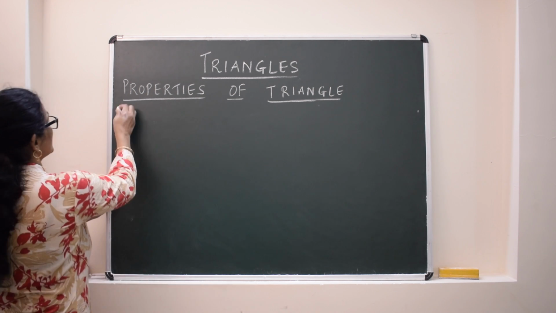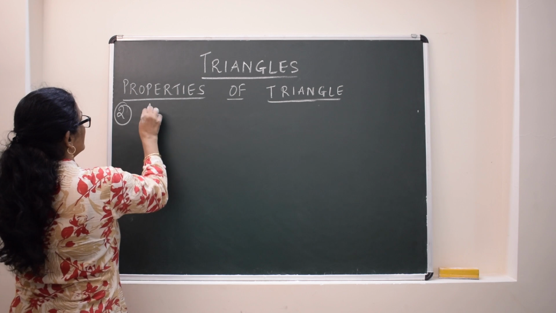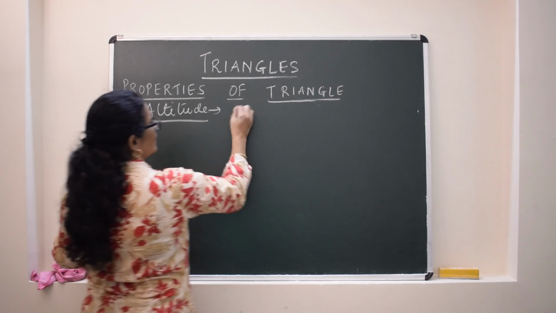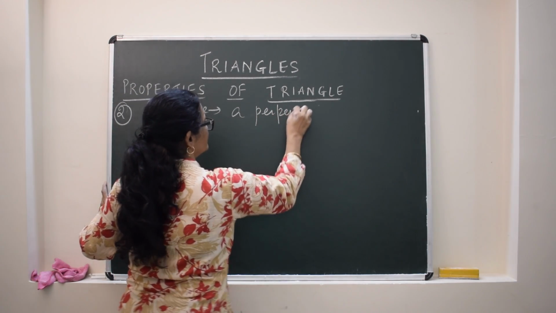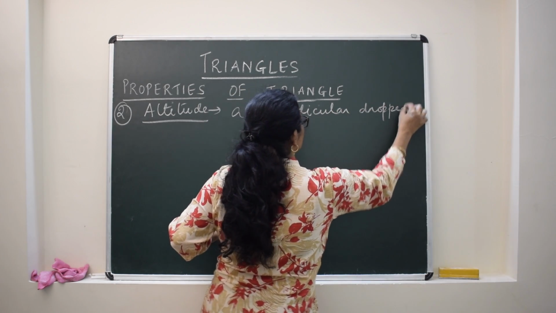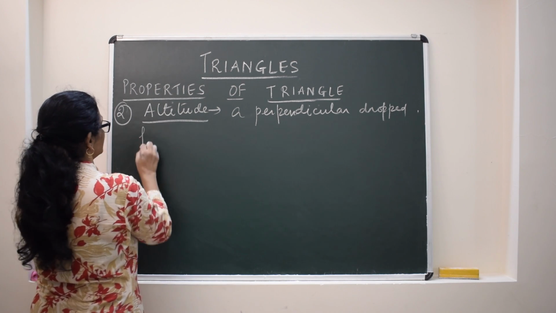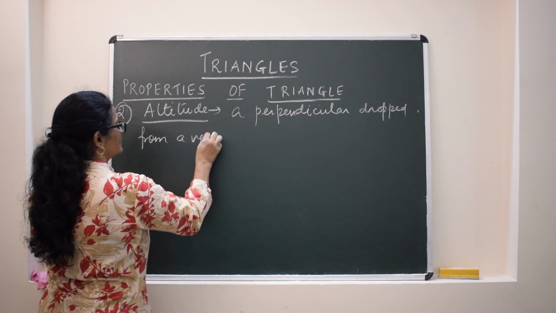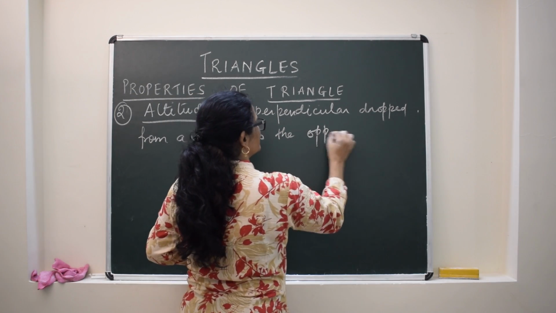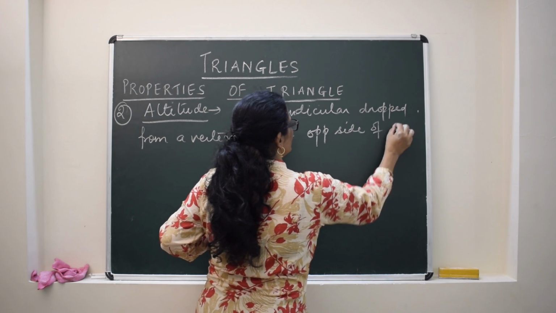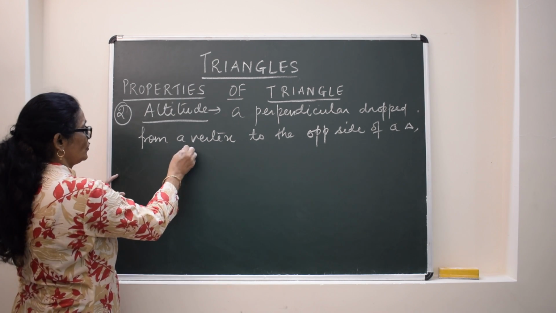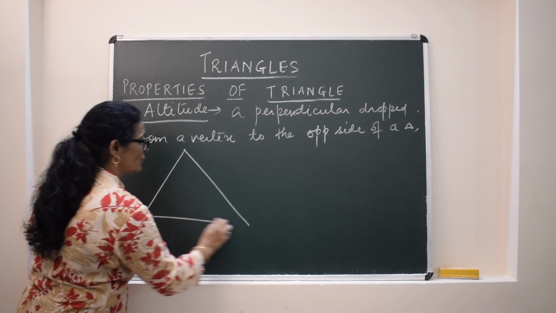So we will see second concept, that is called altitude. So what is an altitude? A perpendicular dropped from a vertex to the opposite side of a triangle is called an altitude. So we'll draw an altitude.